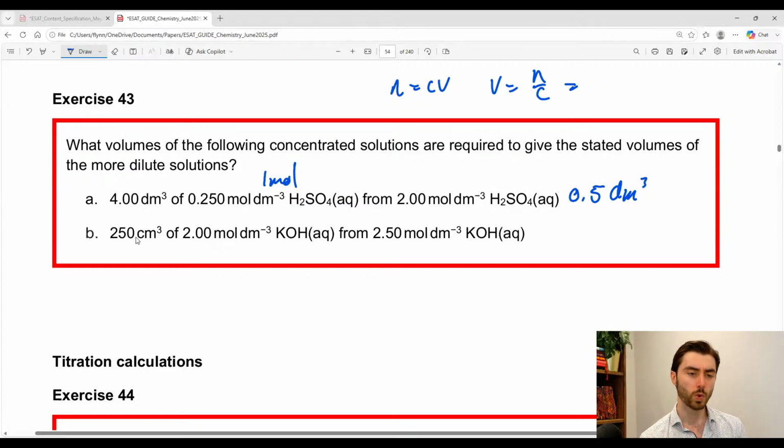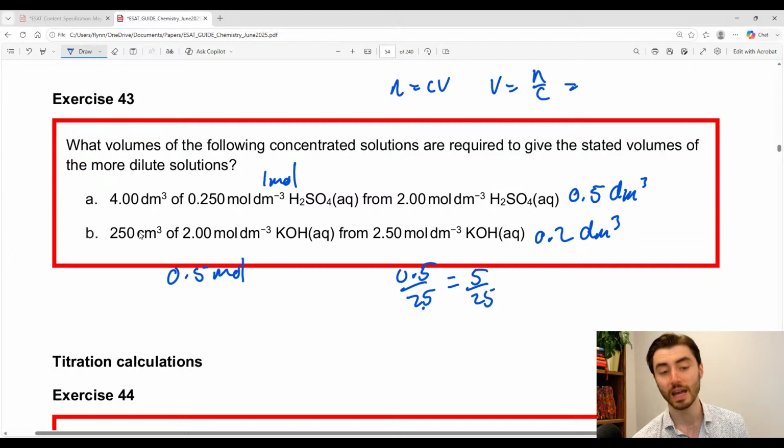Here, that is a quarter of a decimeter. So again, that's 0.5 moles of this thing. So we want 0.5 moles from that. So it's 0.5 all over 2.5, which is 5 over 25, which is 0.2 decimeters cubed. In other words, 200 centimeters cubed, and the remaining 50 is the water that you dilute it with.